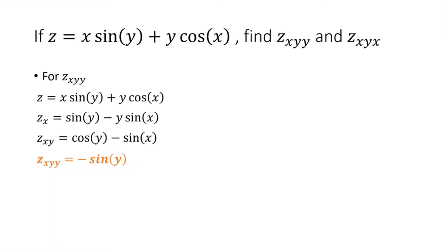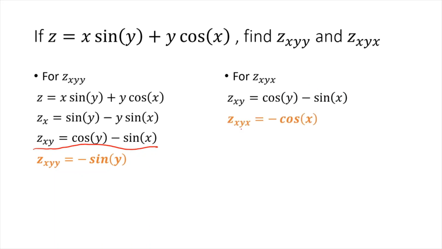And then for z sub x y x, we already have the second partial derivative of z with respect to x, and then with respect to y, right? This one. So just copy this one. And instead of differentiating again with respect to y, we differentiate this time with respect to x. Okay, so y is constant, therefore cosine y is constant, so its derivative with respect to x is 0. Okay, and then sine x, derivative with respect to x is cosine of x. Therefore, z sub x y x is equal to negative cosine of x. All right.